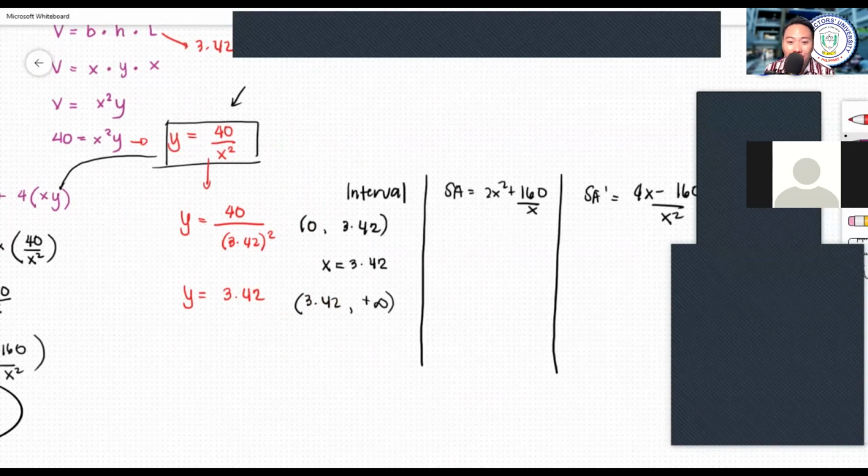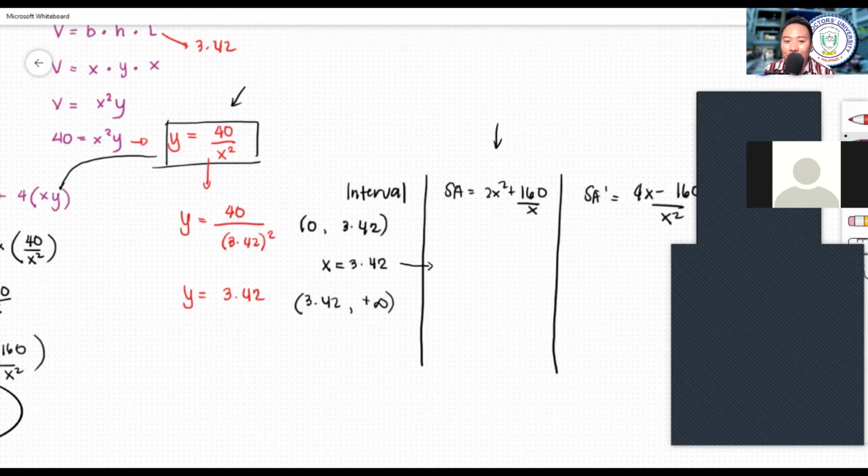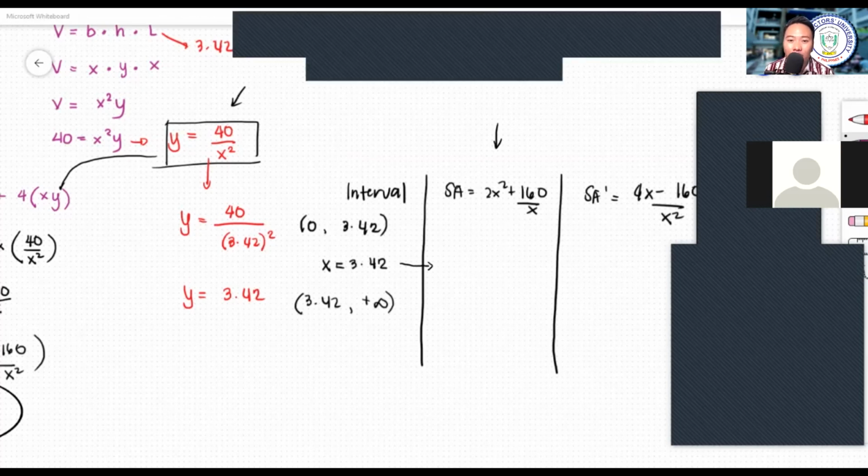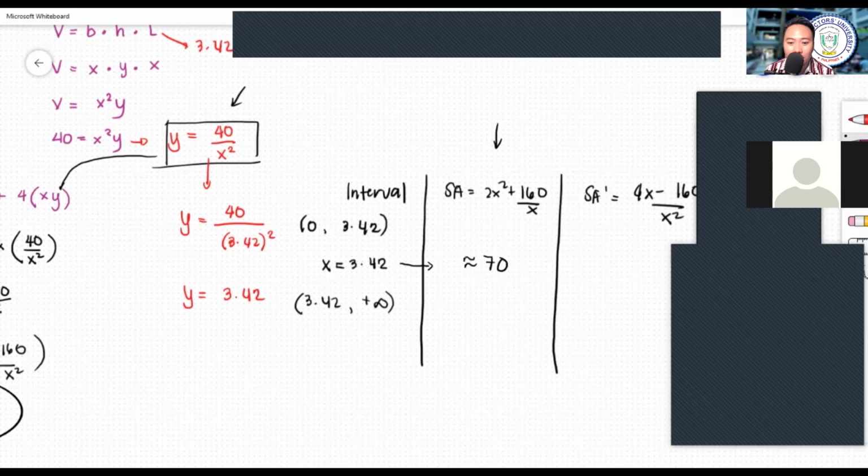Now you will solve this part, where the function is evaluated when x is equal to 3.42, using this interval. So what is the value there? I'm just going to solve it.